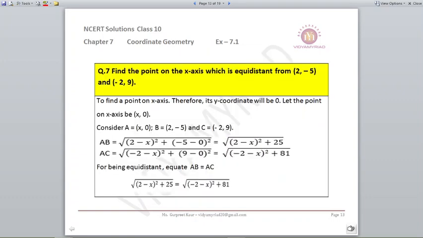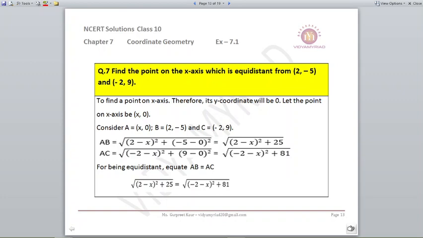Find the point on the x-axis which is equidistant from (2, -5) and (-2, 9). Since we have to find the point on the x-axis, it means that the y coordinate should be 0. So our coordinates will be (x, 0). Let it be A, B be (2, -5) and C be (-2, 9). To find equidistance, we need AB equal to AC.